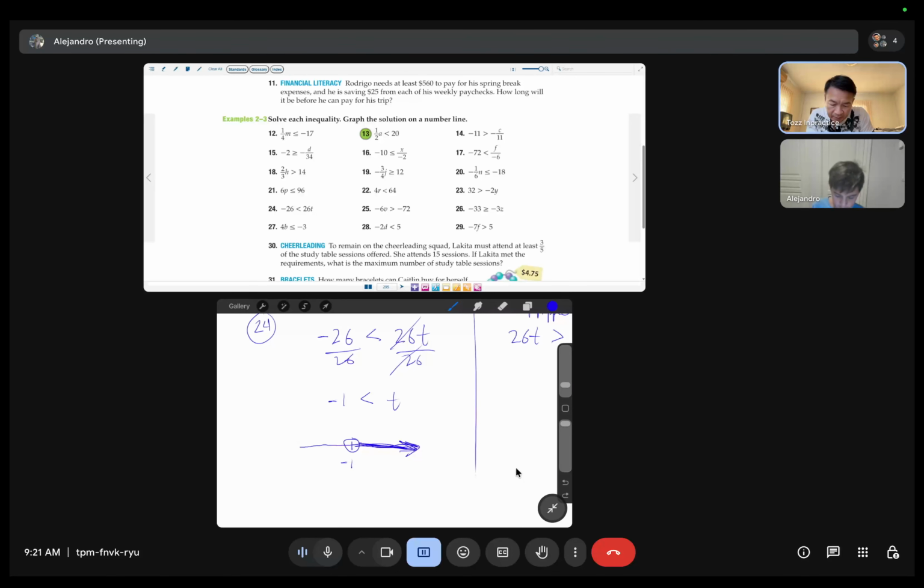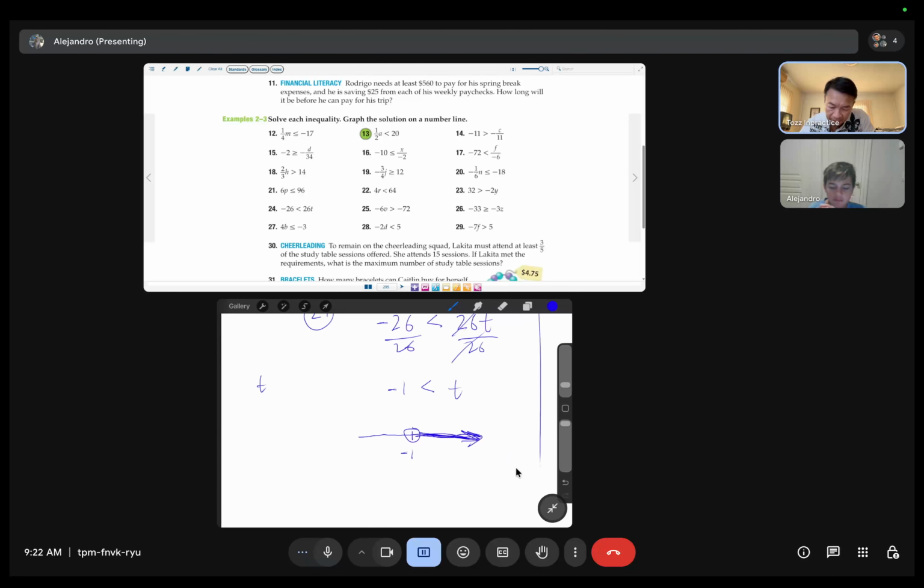But in the end, if you want to make sense of it, look, if you read this from left to right, it's -1 less than t. What does that mean if you were to graph it? See, it's not easy to interpret, right? But if you rewrite it, flipping it, watch this. If you flip it, it says t greater than -1.